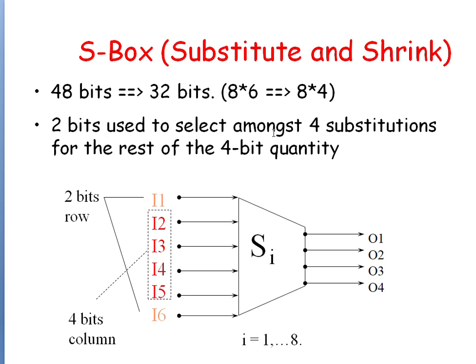So 2 bits are used to select among the 4 substitutions, and the rest, the 4 bits, are used for the column selection. Okay.